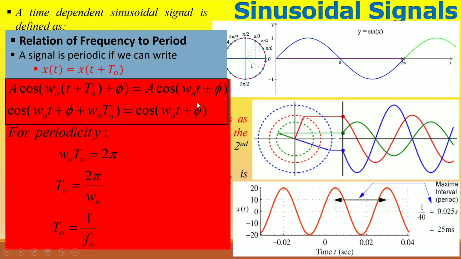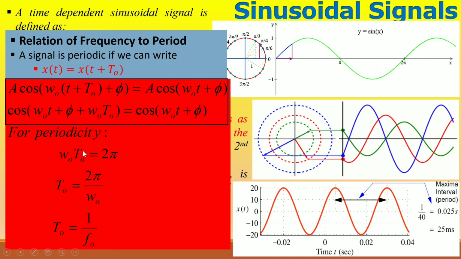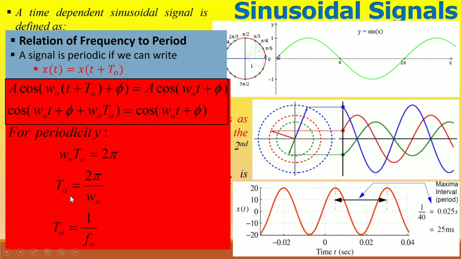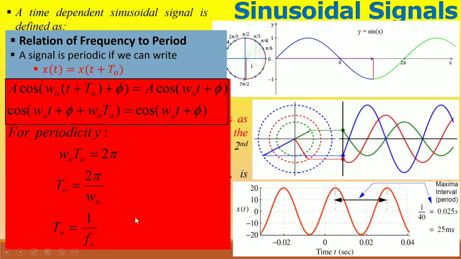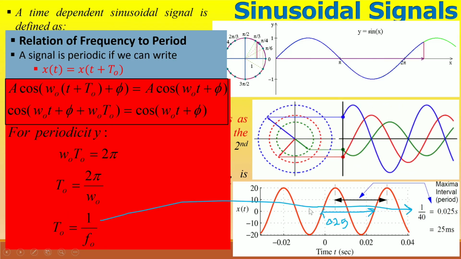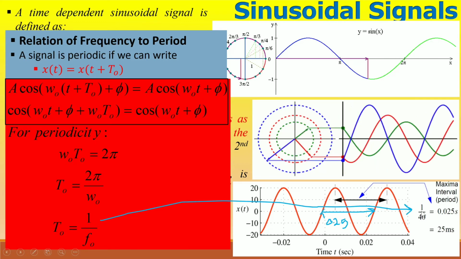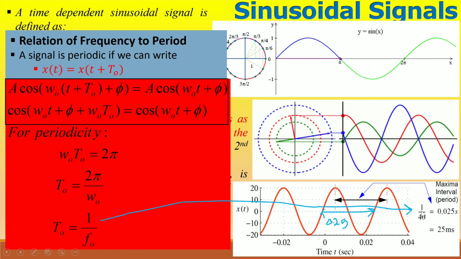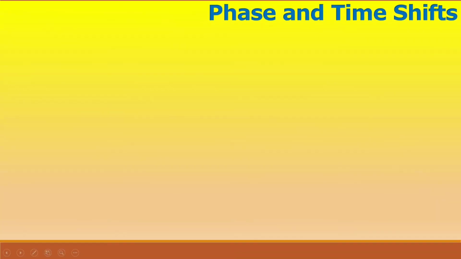For periodicity, omega naught multiplied with T naught equals 2 pi. Since omega naught equals 2 pi f naught, this brings us to the inverse relation between T naught and f naught. For a 40 Hz signal T naught equals 0.25 milliseconds as shown. Another example of signals having fundamental frequencies equal to 200 Hz, 100 Hz and 0 Hz are shown. Note that the period of 200 Hz signal is half of the 100 Hz signal.